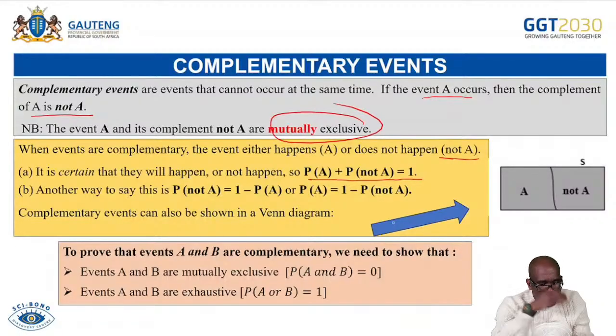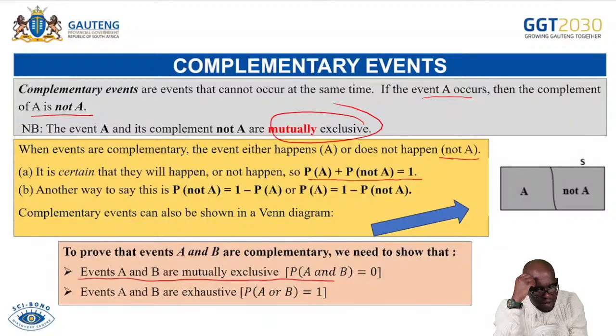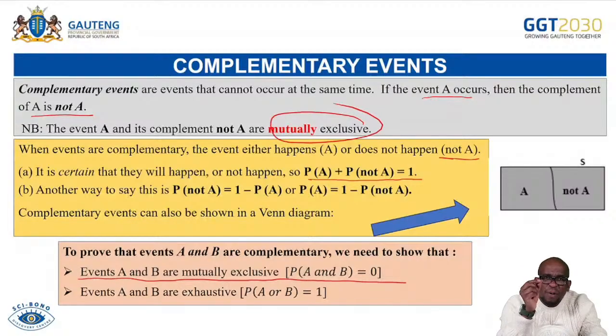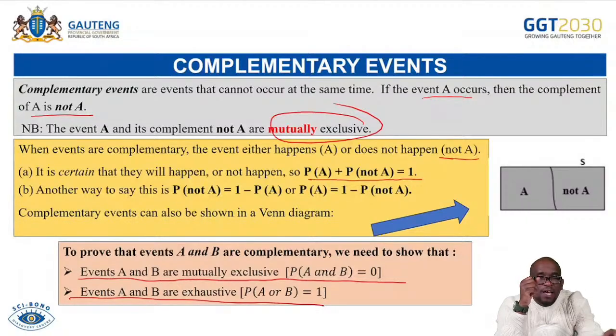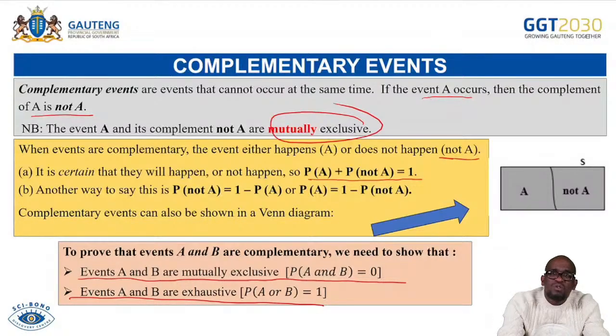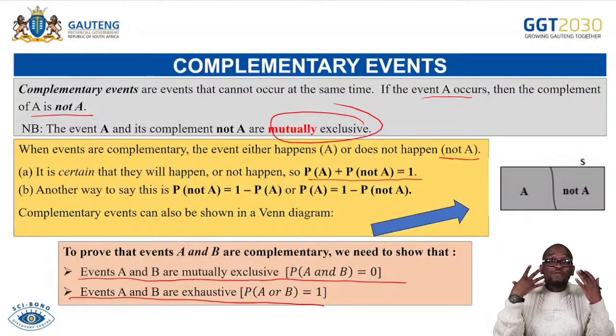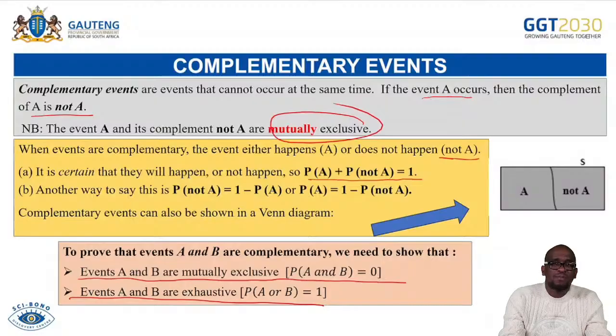All right. To prove that events are complementary, we need to show that the events are mutually exclusive, the probability of the intersection is 0, and to show that they are exhaustive, the probability of the union is equal to 1. All right. So we are bringing in lots and lots of terminologies, but if you understand it, then you will understand probability. It is more about the understanding of the terminology, and then the maths will come after.